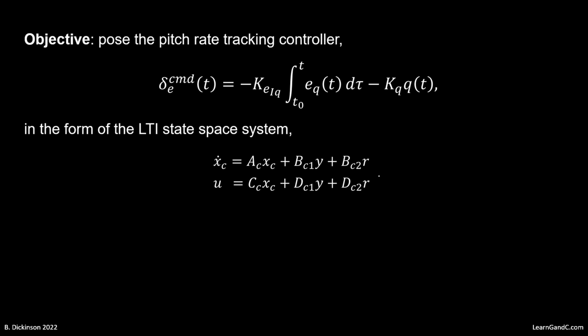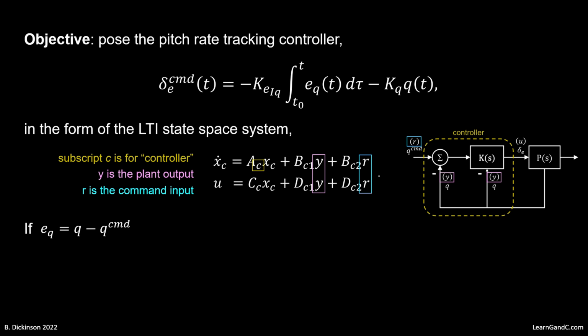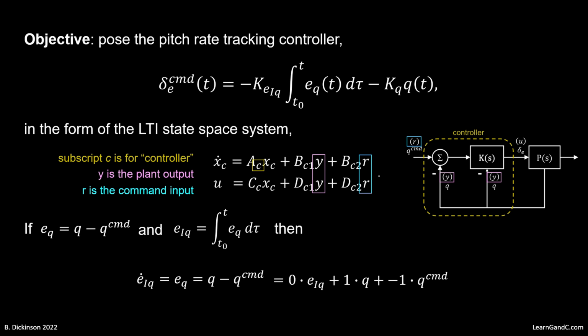Here, the subscript C is for controller. Y is the plant output, in this case Q, the pitch rate, and R is the commanded pitch rate, or the command input. We need to write the integrator as a dynamic system. So first, we define the tracking error as Q minus Q command, and the integral error of Q. Now, take the derivative of the integral error to get the error, and in doing so, we create a dynamic system where the matrices can be immediately identified.